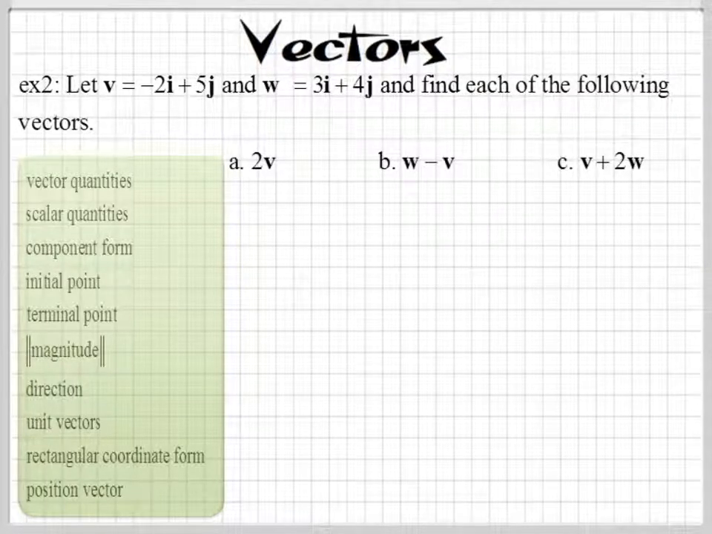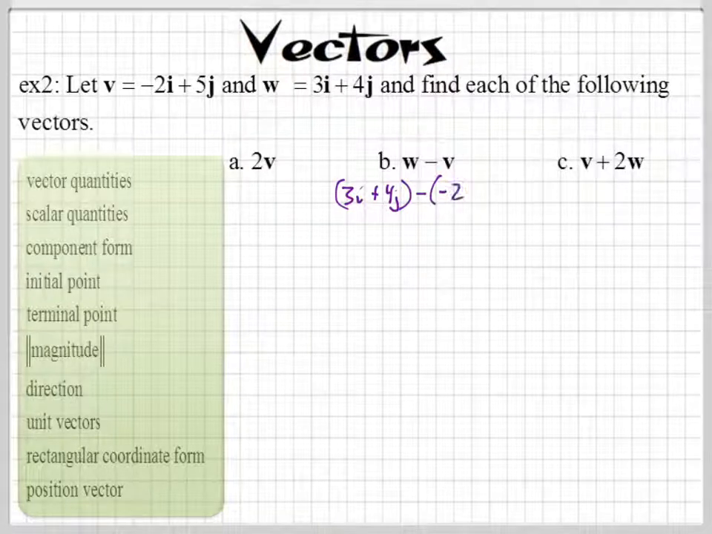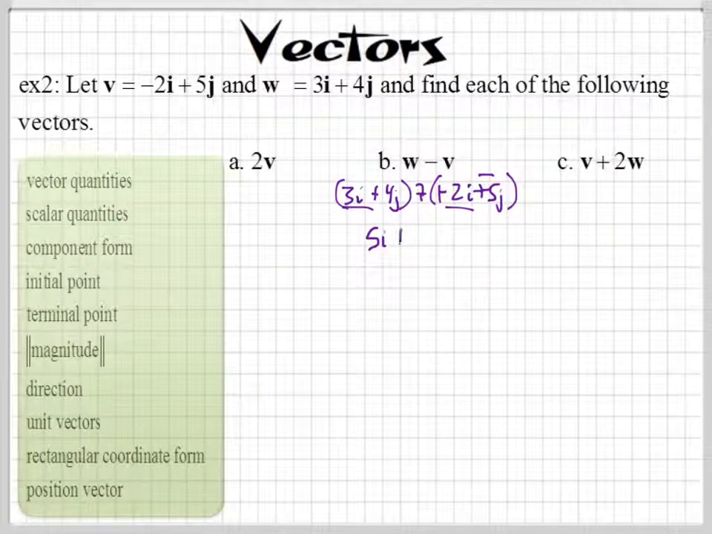So with that one, what we would do is take w, which is 3i plus 4j, and we're going to subtract v, so negative 2i plus 5j. So we distribute the negative, and we combine like terms. It follows all the same rules. So we have 5 i's, and it's minus 1j, right? Yeah. So minus 1j, and I'm just going to write it like that, and that's our answer.